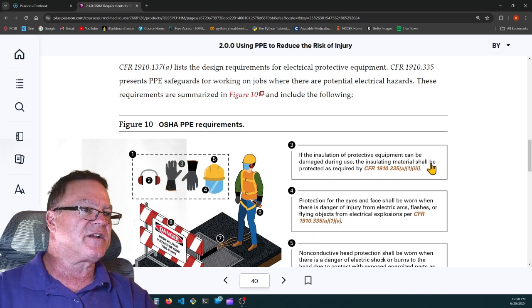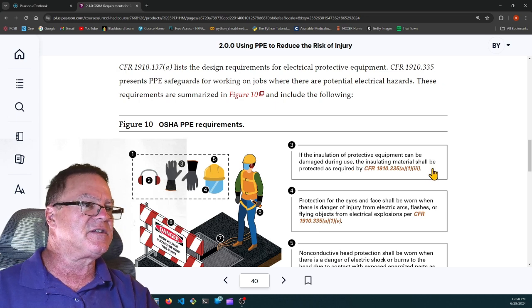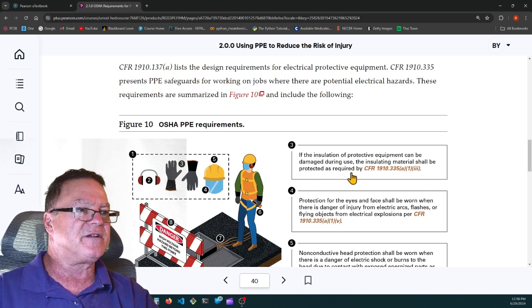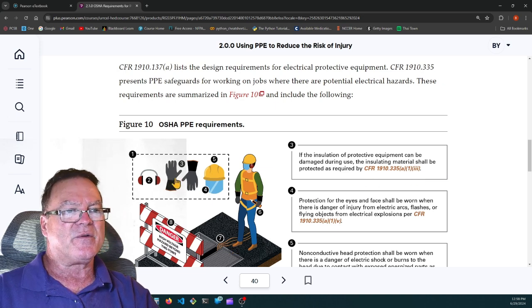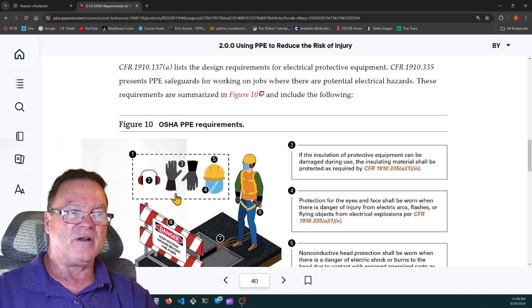If the insulation of protective equipment can be damaged during use, the insulating material shall be protected as required by 1910.335(a)(1)(iii). So that's what they were saying. You have to wear over the rubber gloves. You wear these leather gauntlets to protect the rubber gloves from damage.